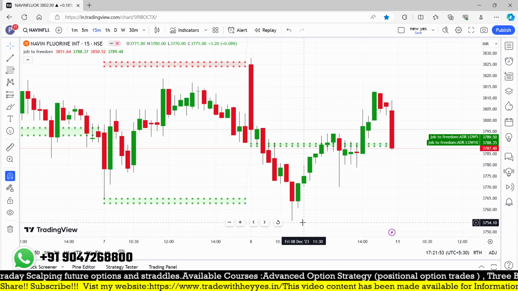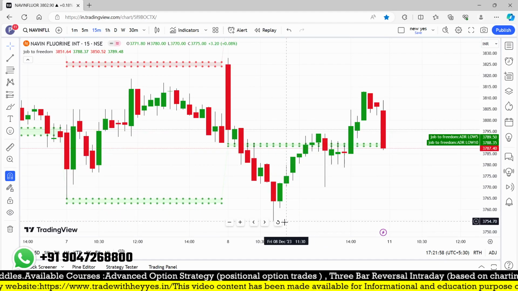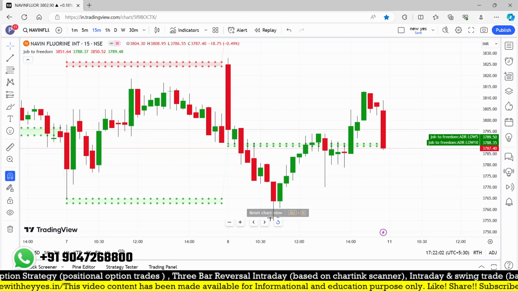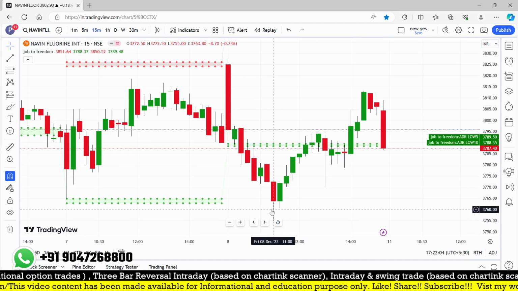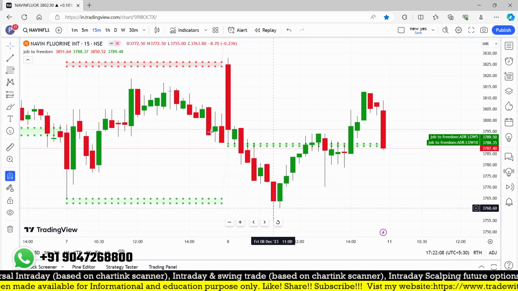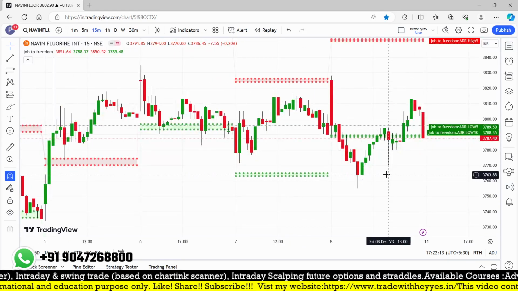The lower level is 3780 and 3755, almost 30 points, which is good enough for an intraday scalping kind of thing. So such a thing is what we are looking for by using this particular scanner.